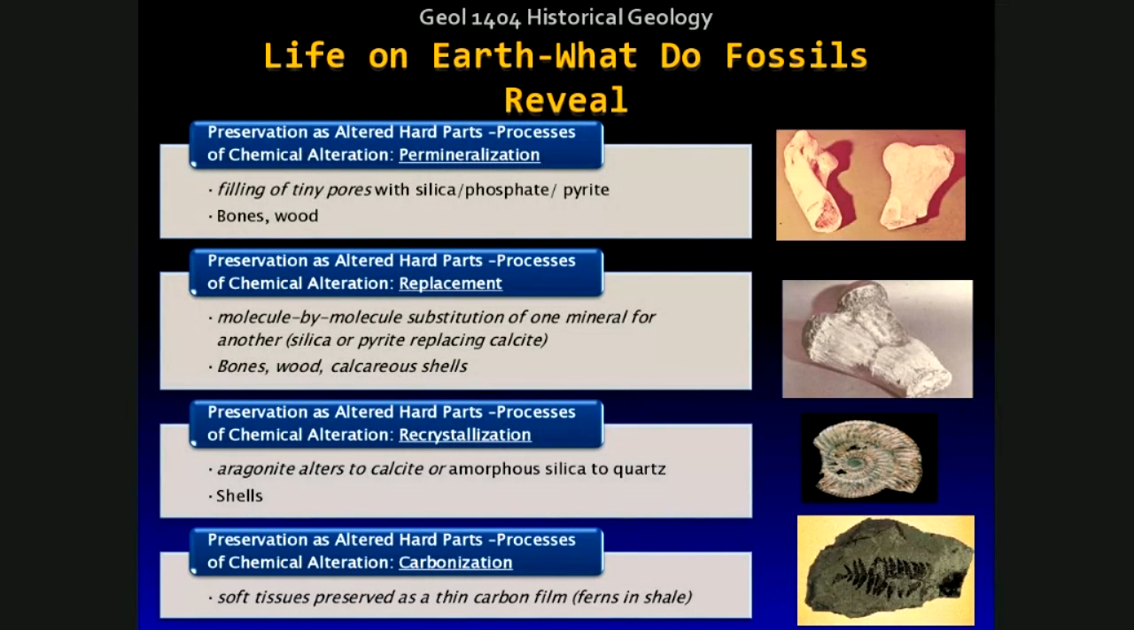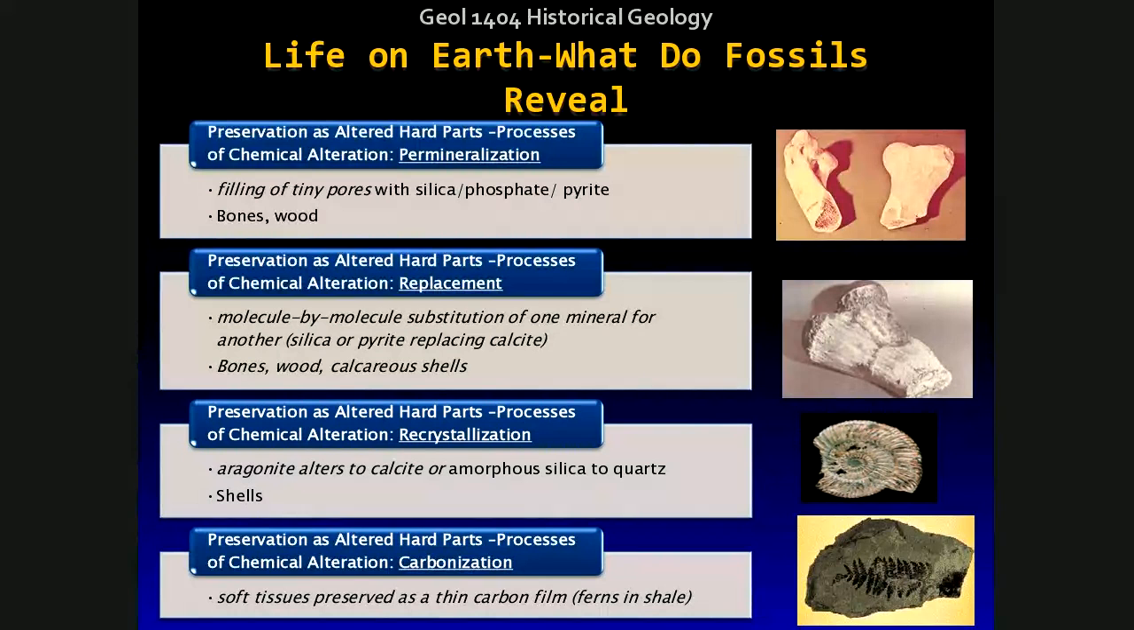Very frequently, though, we find the bodies of organisms altered, especially the hard parts that have a higher chance of getting preserved as fossils. We find them in their altered state. The processes that bring in these changes to the hard parts after their burial and during the fossilization process include mineralization, replacement, recrystallization, carbonization. These are some example processes.